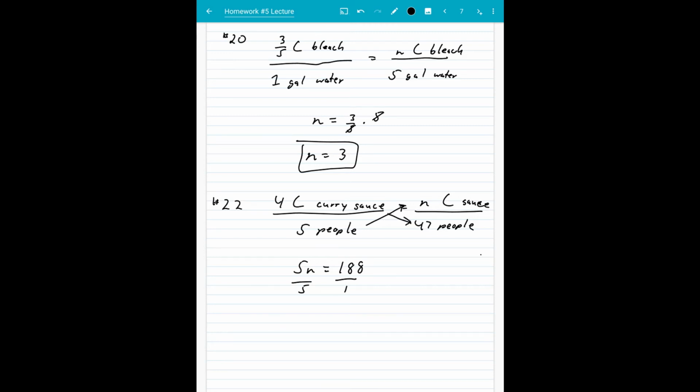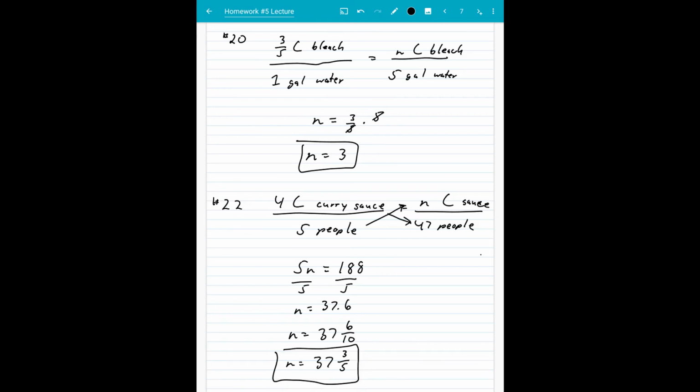Divide by 5 on both sides. 188 divided by 5, n equals 37.6. Now, on your My Math Lab, it'll ask you to put that as a mixed number. Remember, this is the tenths place. So this would actually be n equals 37 and 6 over 10. Yet 6 over 10 isn't simplified. 6 over 10, you can divide 2 into both of the numbers. That would give you 37 and 3 over 5. That would be the answer that My Math Lab wants for that question.